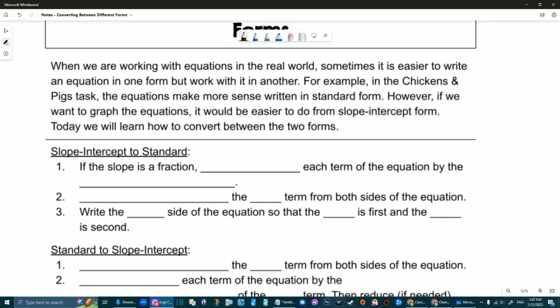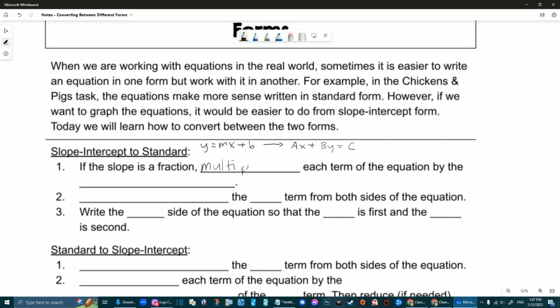So let's start with slope-intercept to standard form. So a quick review, slope-intercept form is y equals m times x plus b. And we want to take that and move to ax plus by equals c, which is standard form. To do that, the first thing we do is we look at the slope. We look at m in our equation.